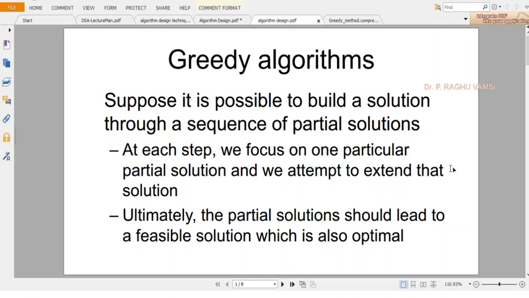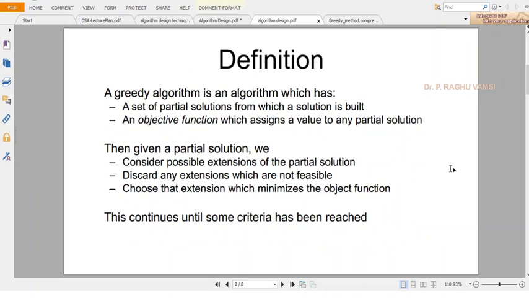So, a very important thing that you need to remember is that greedy algorithms are solved in stages. At every stage, you will check whether you are moving in the right direction, and whenever you feel that you are in the right direction, then we'll try solving the next step.